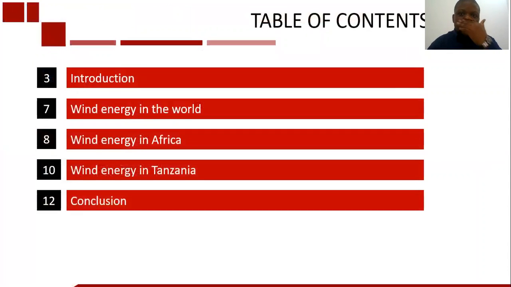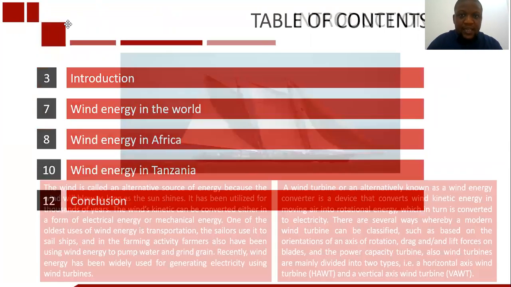Okay, so the table of contents. Actually, the table of contents includes five things. The first one is introduction. The second one is wind energy in the world. The third one is wind energy in Africa. The fourth one is wind energy in Tanzania. And the last one is conclusion. So, the introduction.